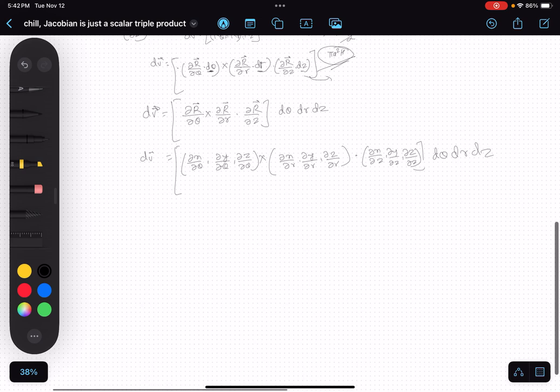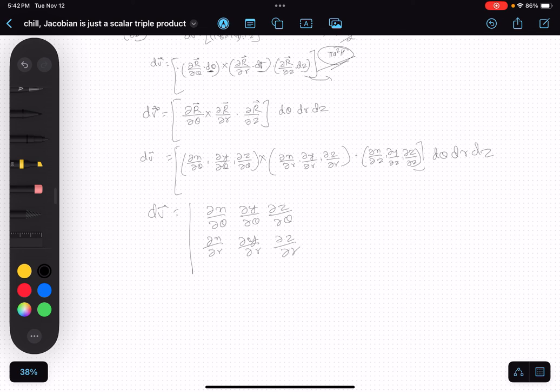Okay, then dv is equal to, now again, if I take the cross product, and we know that this is the determinant, right? We just verified it already earlier. So this will be a determinant of partial x by partial theta, partial y by partial theta, partial z by partial theta, and then partial x by partial r, partial y by partial r, partial z by partial r, partial x by partial z, partial y by partial z, partial z by partial z. So d theta dr dz.